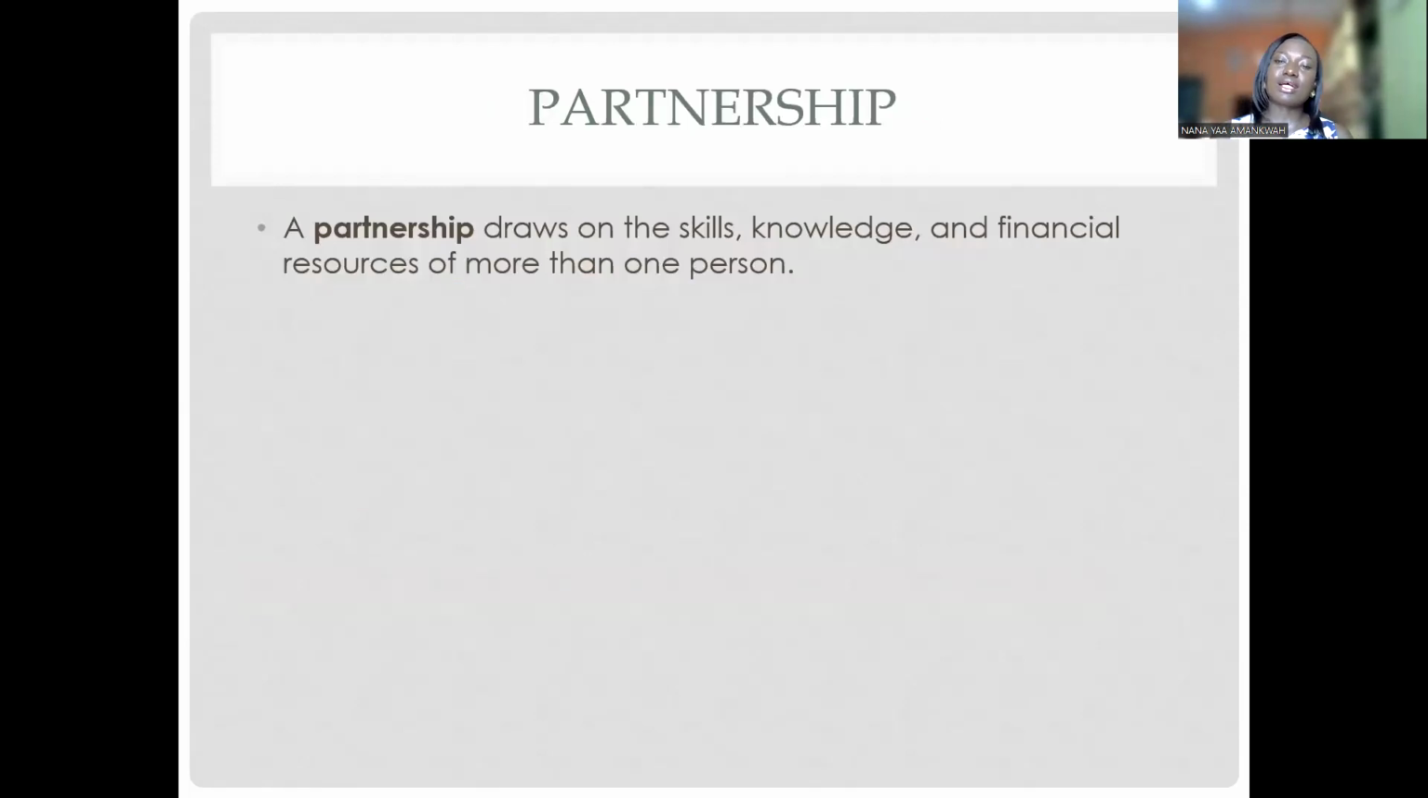Now we want to quickly look at partnerships. Because we have finished looking at sole proprietorships, you can easily say that sole proprietorships can help you. For example, if you want to just start up quickly and be able to do something for yourself, the best way to go is the sole proprietorship. Okay, and now we move to the partnership.